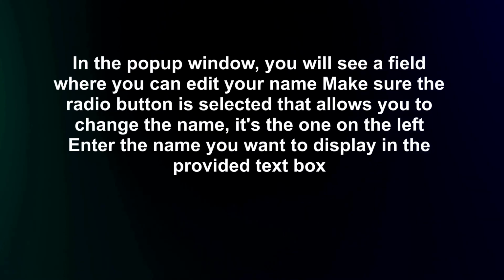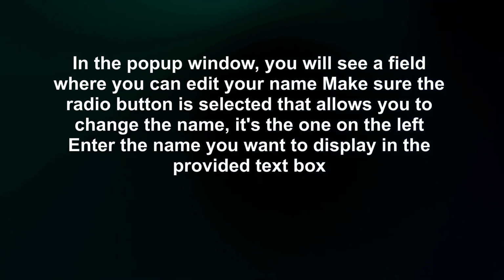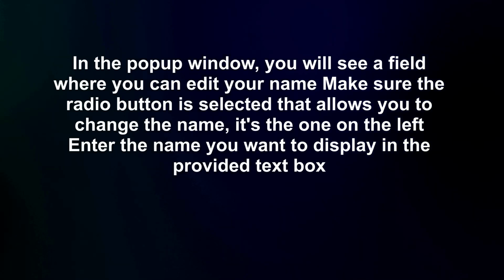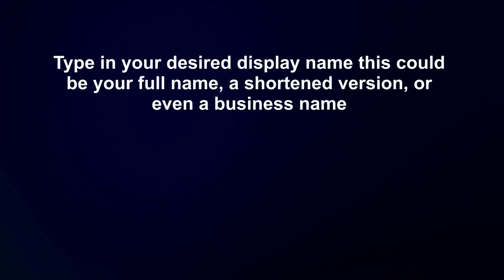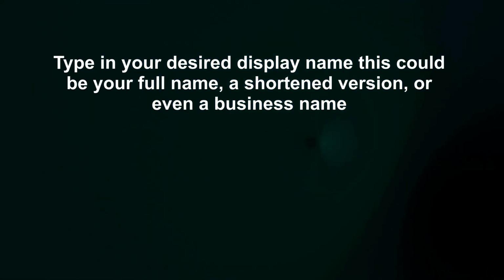In the pop-up window, you will see a field where you can edit your name. Make sure the radio button that allows you to change the name is selected. It's the one on the left. Enter the name you want to display in the provided text box. Type in your desired display name. This could be your full name, a shortened version, or even a business name.